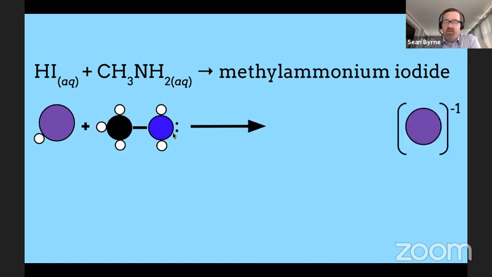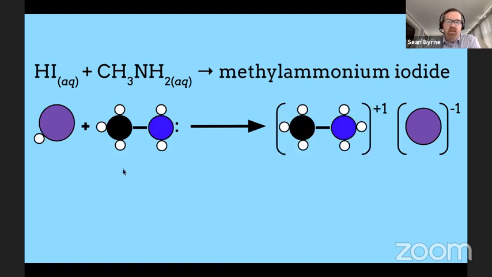Our next, the solution or the products of this would be something like iodide, a nice negatively charged particle, having lost that hydrogen, and methylamine turning into methyl ammonium as it has a positive one charge. The proton that was here joins on to the amine group over here, and we have our carbon with 3 hydrogens around it, our nitrogen with 3 hydrogens around it as well.